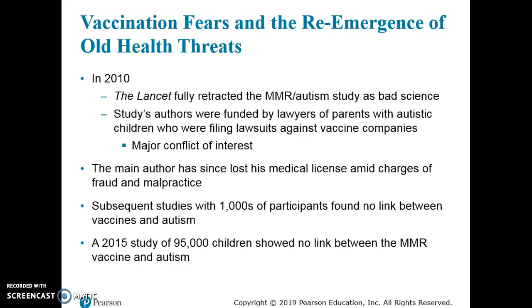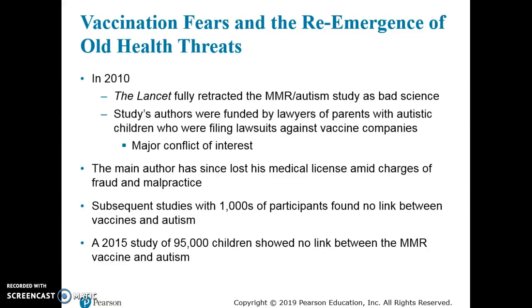Well, then in 2010, The Lancet fully retracted this study as bad science. The study's authors were funded by lawyers of parents with autistic children who were filing lawsuits against vaccine companies. So this was a major conflict of interest. It was not pure investigatory science. It was jaded from the start. The main author lost his medical license because of fraud and malpractice. And it was noted that he specifically manipulated data.